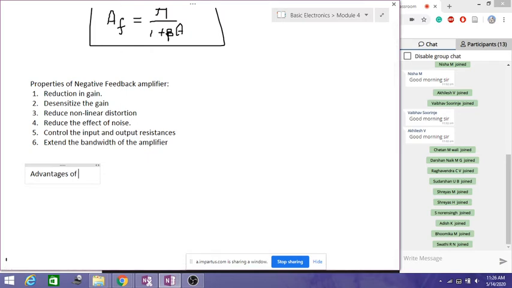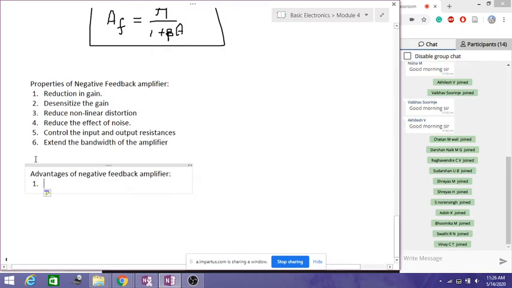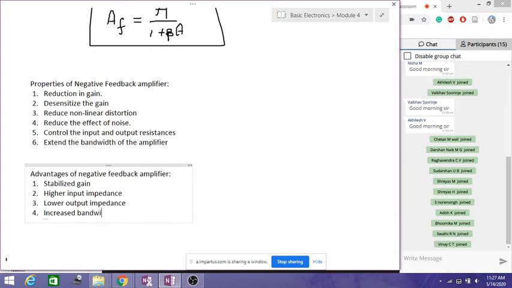Now if you look into the advantages of the negative feedback amplifier, we have stabilized gain, higher input impedance, lower output impedance, increased bandwidth, reduction in noise, and so on. So these are the properties and advantages of negative feedback.